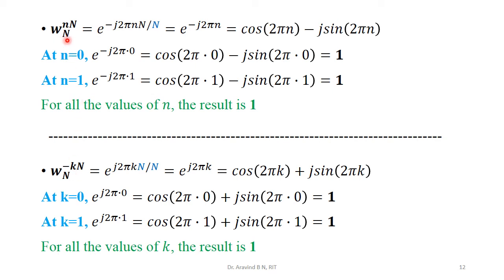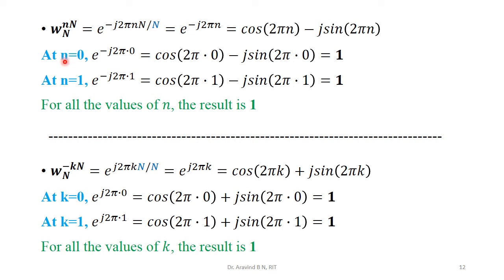So this twiddle factor, let us start with this one, omega n n, expand that into the exponential part. We are going to have e to the power of minus j 2 pi n divided by n. This n and this n once divided, what is remaining? E to the power of minus j 2 pi n is remaining. Expand that in terms of cosine and sine. We are going to have cos 2 pi n minus j sin 2 pi n. Now keep substituting the value for small letter n, because that is the only parameter that is present over there.